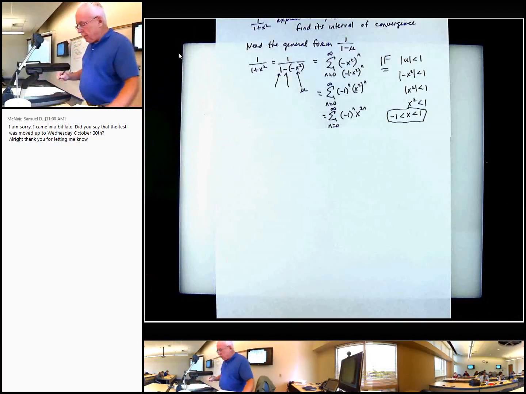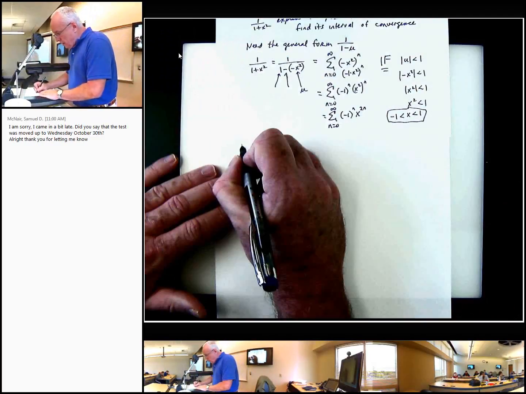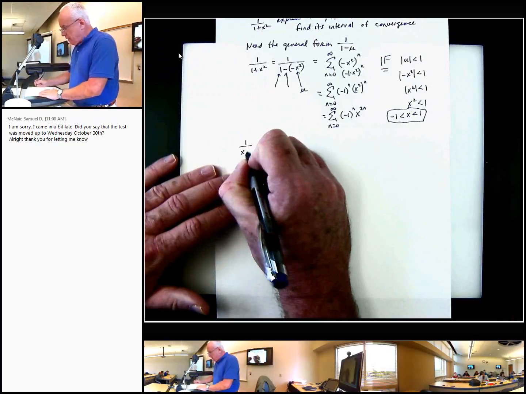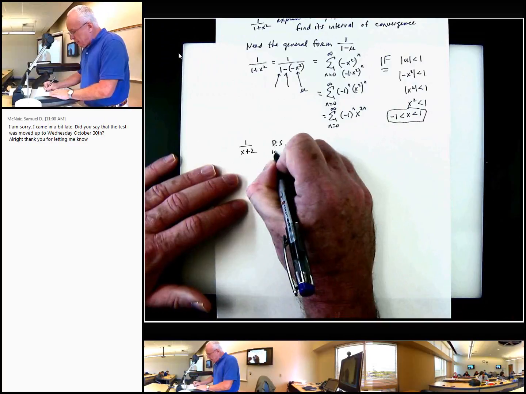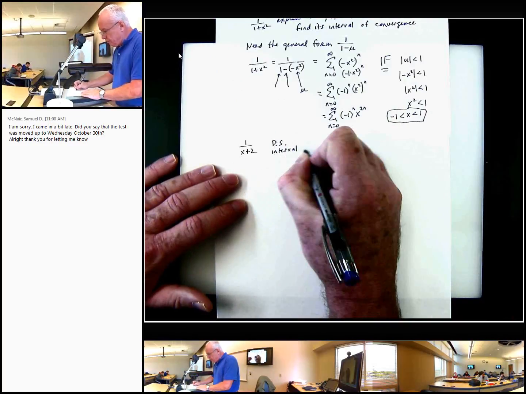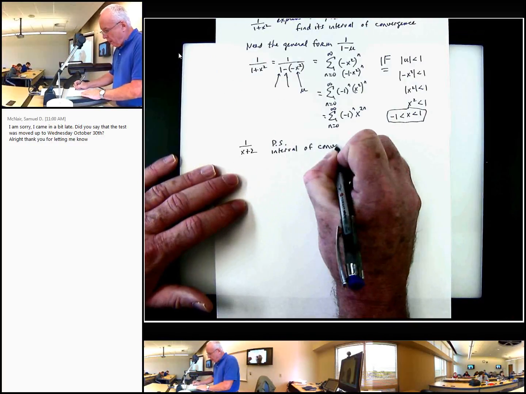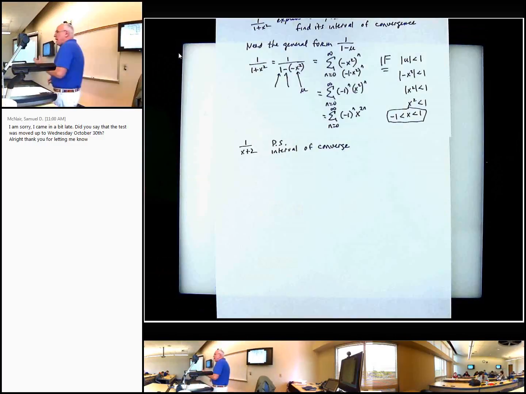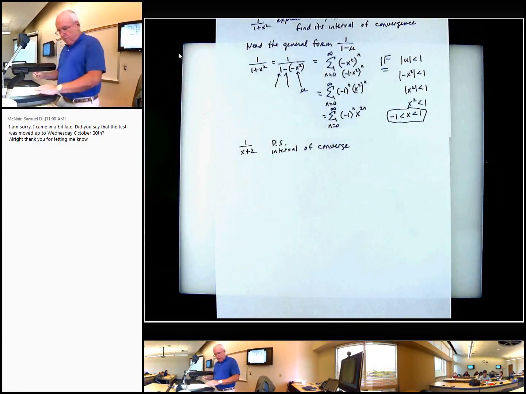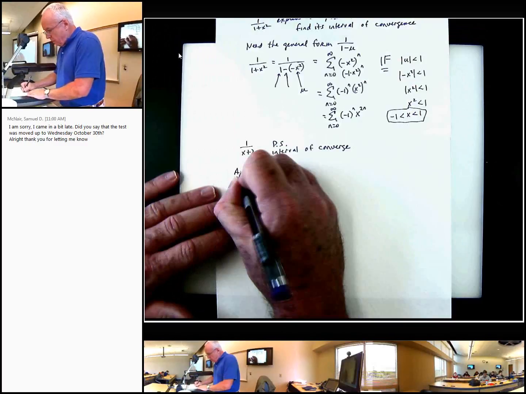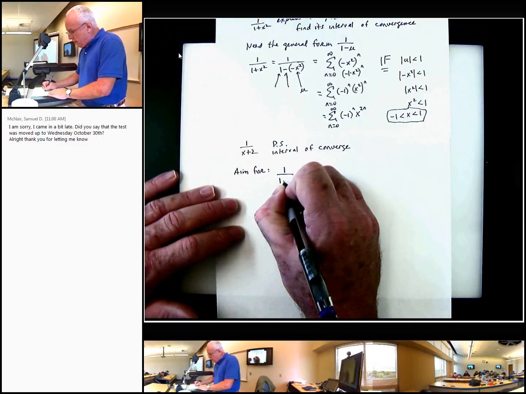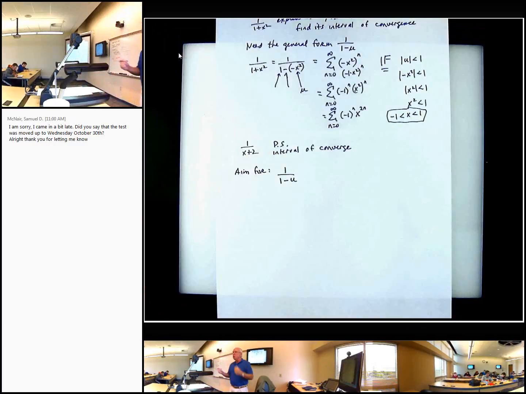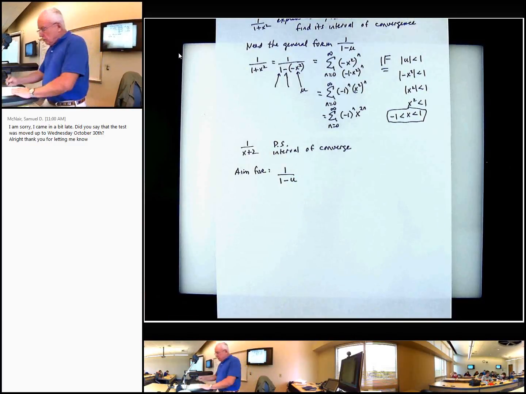Okay. So let's look then at this one. 1 over x plus 2, and it's the same deal. We want to express it as a power series, and we want to find the interval of convergence. Now remember the form that we have to aim for. The form we have to aim for is something in the form of 1 over 1 minus u, some u. Okay, so this is a 1 here.